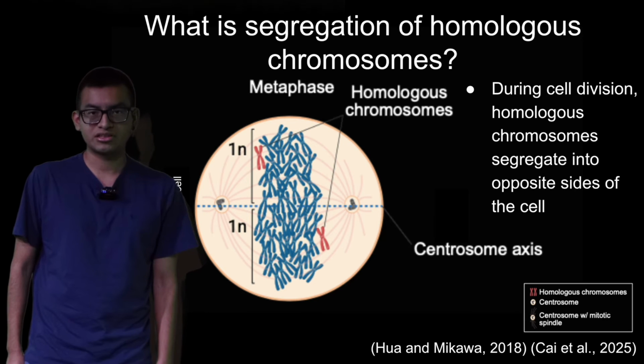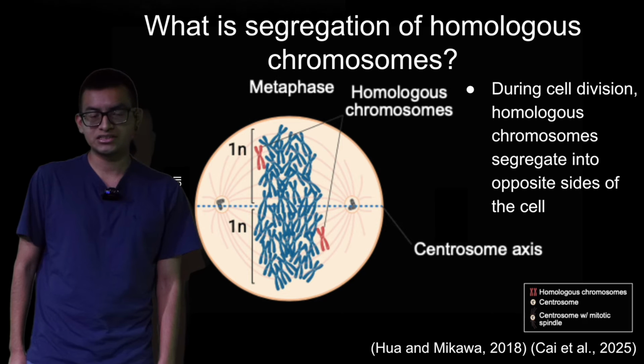And I'm going to talk about segregation of homologous chromosomes. Homologous chromosomes segregate to opposite sides of the cell. Segregation refers to how genetic material such as DNA is being sorted and distributed throughout the cell. And the mechanism of segregation that we want to figure out is unknown.